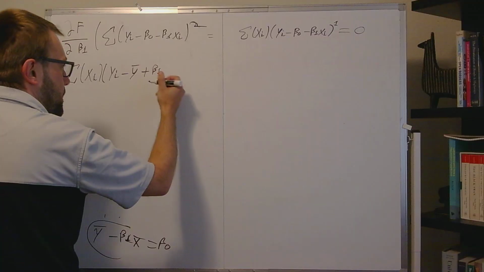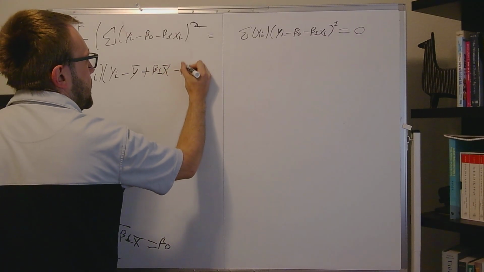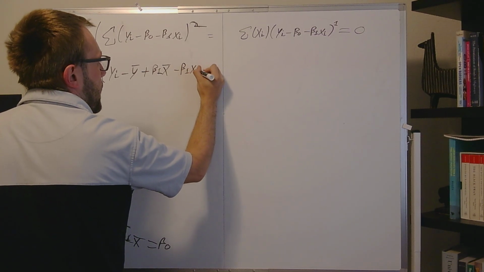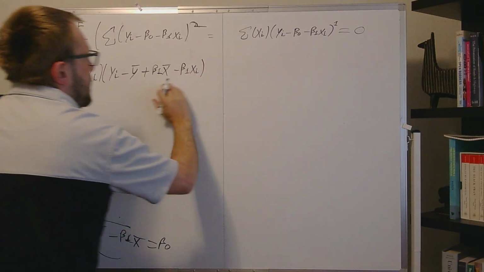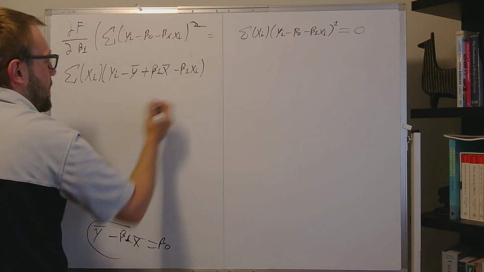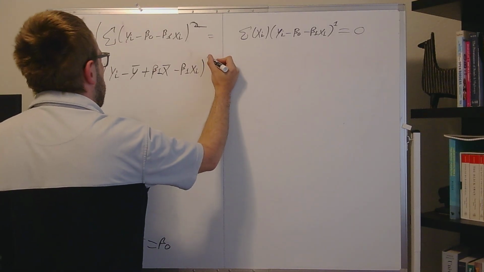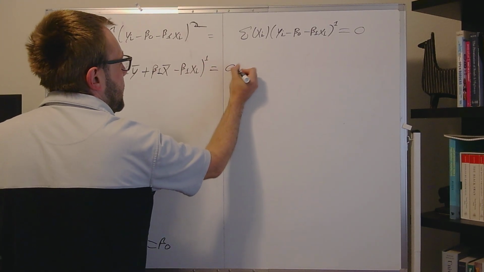Now, beta 1 plus beta 1 x bar minus beta 1 xi. Bear in mind these are not the same x's. They do not cancel. So you wouldn't want them to because then we would not be able to solve for beta 1. So that's then equal to 0.